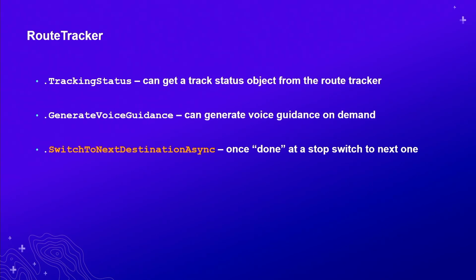And then the switch to next destination method. This is what updates the internal state of the route tracker object to move on to the next set of direction maneuvers. You call this method after you're done at a stop and want to move to the next one.